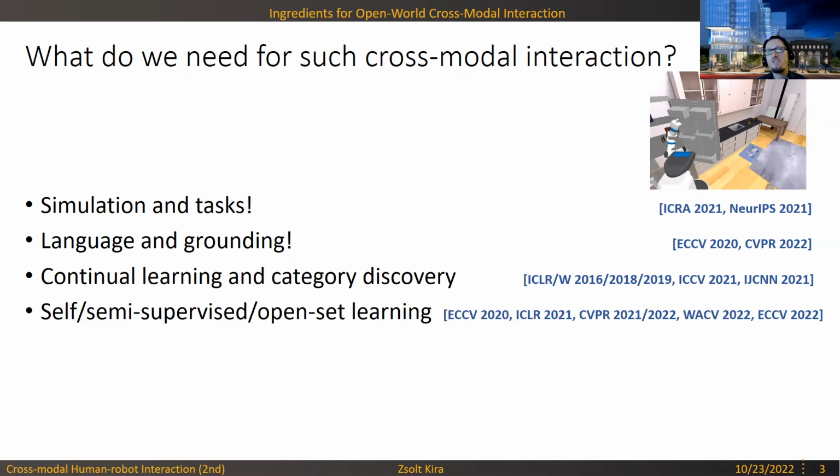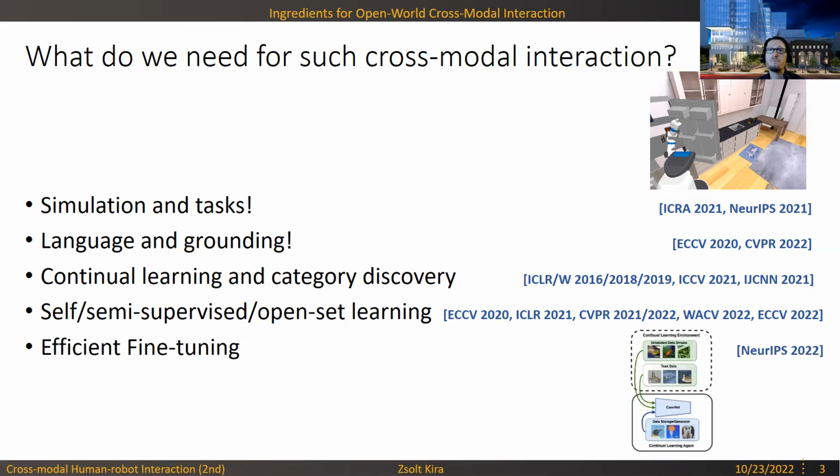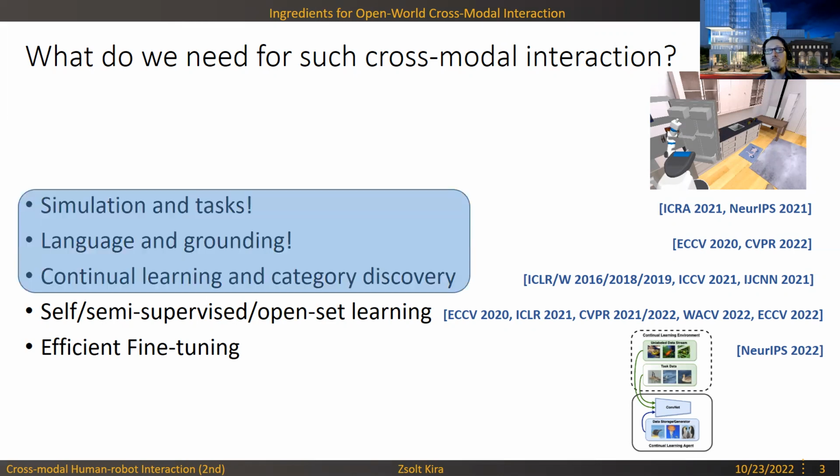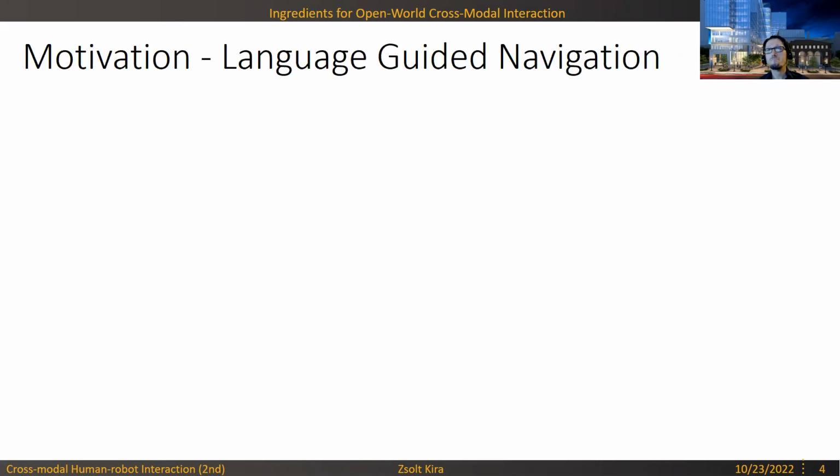There's a whole bunch of other areas that I posit are really important, such as semi-supervised learning and open set learning. This is because robots often get lots of unlabeled data, and really what you have is very sparse human supervision that the robot needs to learn from. And I also posit that things like efficient fine-tuning are really important, for example, when we want to do onboard learning, on-the-fly learning by the robot. Really, in this talk, I'll be focusing on the first three here.